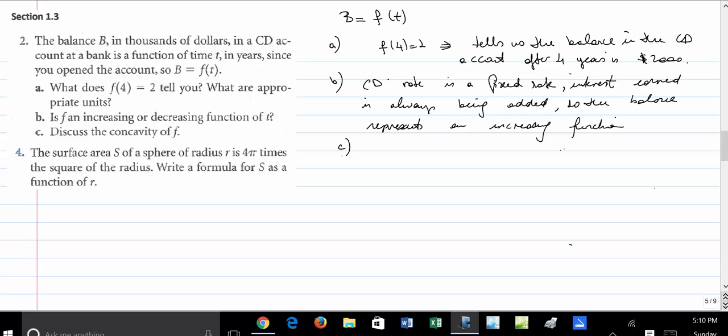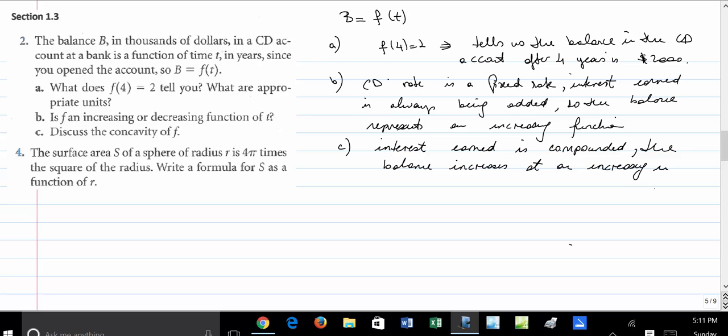Since the interest earned in a CD account is compounded, the balance increases at an increasing rate. So I would say the function is concave up.